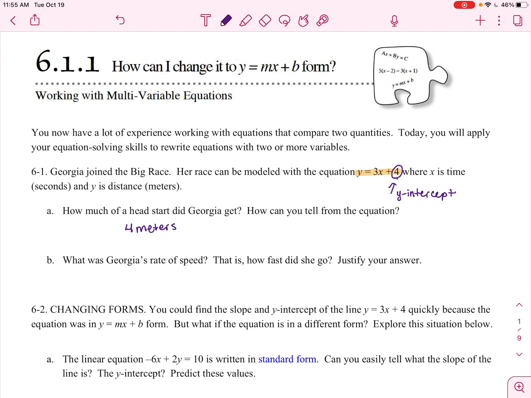What is Georgia's rate of speed? Well, this would be the slope. The slope is always attached to the x variable, and we can always put this slope over 1. So I'm going to do 3 over 1, and we know that's going to be meters per second. So the rate is the slope, and the y-intercept is the head start.